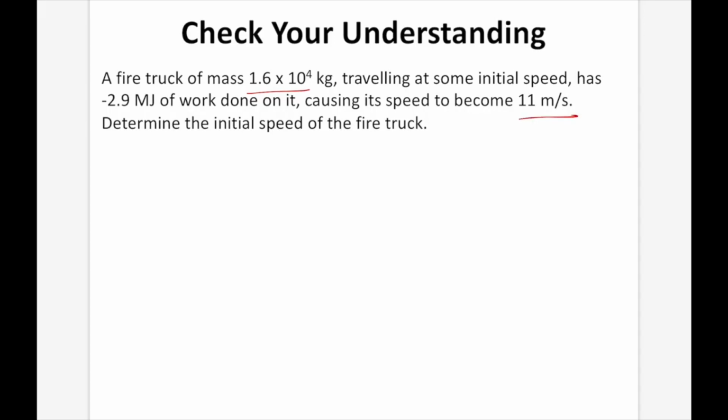Now, before we tackle this question, let's think about what this negative 2.9 megajoules of work means. When we have negative work done on something, remember, that means that if the motion is that way, the work done must be in this direction. Now, what kind of thing does that kind of work on motion in the opposite direction? Well, that's probably going to be the brakes. So the brakes are going to take energy away from the system, causing the motion to slow down. So we know that the VI is going to be bigger than the VF. Now we need to keep this in mind as we go through our question, make sure that our answer follows suit. So let's write down our knowns.